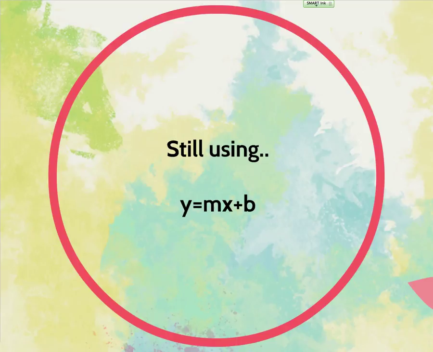Alright, as I've said, we're still using y equals mx plus b. M is the slope, b is the y-intercept. If you need to write a note down to remind yourself of that, go ahead.